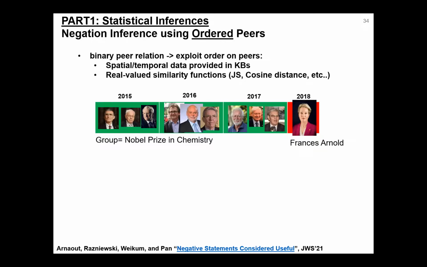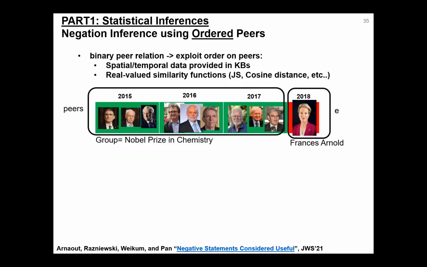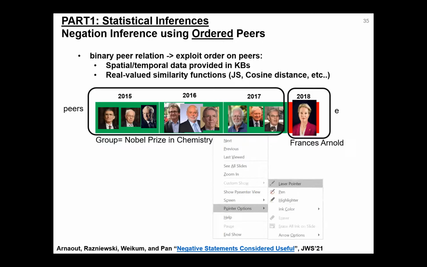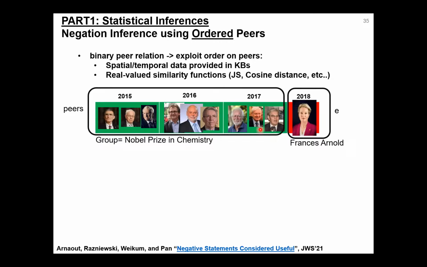One example here is that my entity is Frances Arnold, and she is one of the winners of the Nobel Prize in Chemistry. Her peers are other people who have won the same prize, but in this case, they are ordered. You can see that at some positions, so in 2017, you have 3 winners. So these are peers at the same position. And then 2016, 3 winners, and 2015, also 3 winners. And they are ranked. This is just a small portion, so you can imagine that I would go back until the beginning of the Nobel Prize in Chemistry.